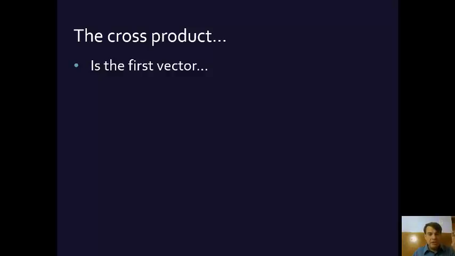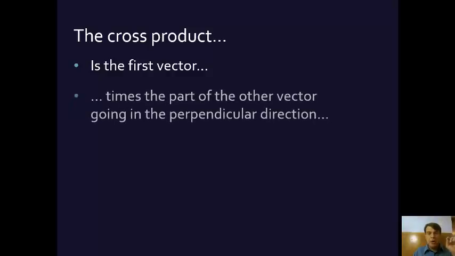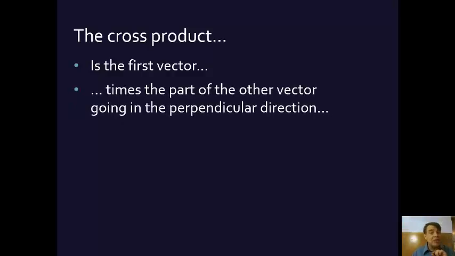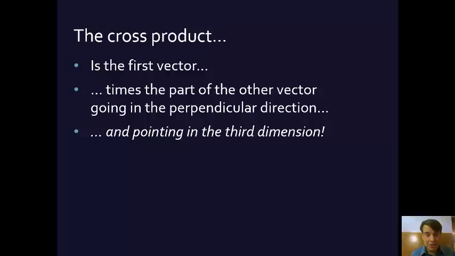The cross product is the first vector times the part of the other vector going not in the same direction, like the dot product, but the part of the other vector going in the perpendicular direction to the first vector and pointing in the third dimension. So the direction of a cross product is going to be coming into or out of the plane that those two vectors are in. It's going to be a third dimensional thing, the cross product. And this just works. It does.